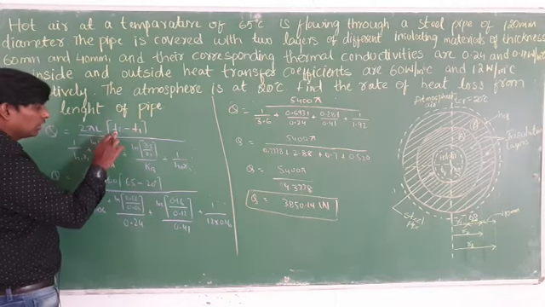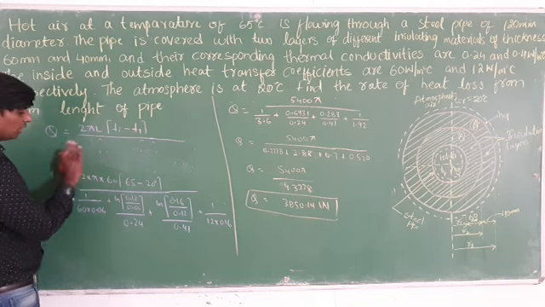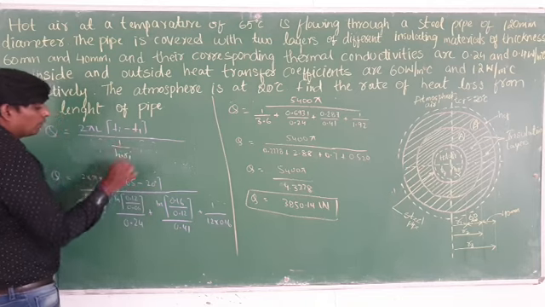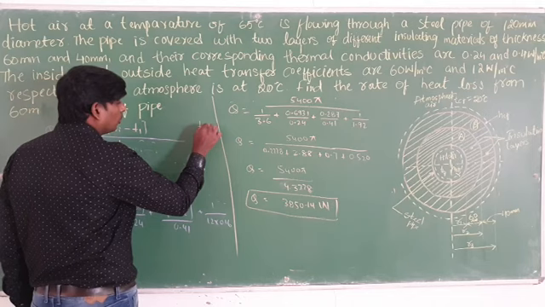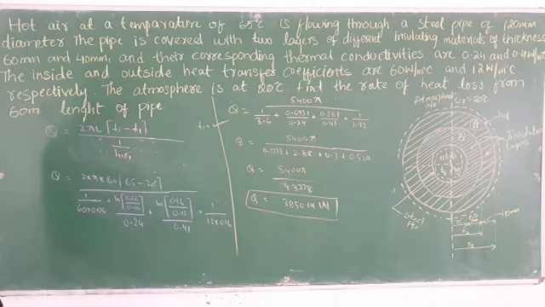So in between Ti and T1, what is coming here? See here, in between Ti and T1 you have to write 1 by Hi Ri. Suppose he is asking to find out the T1. So with the help of this formula you will get the value of T1.